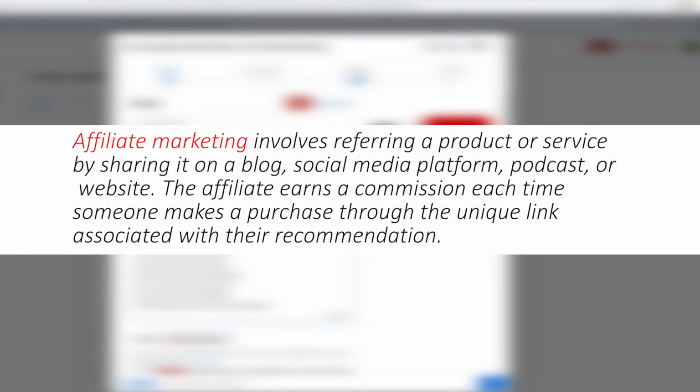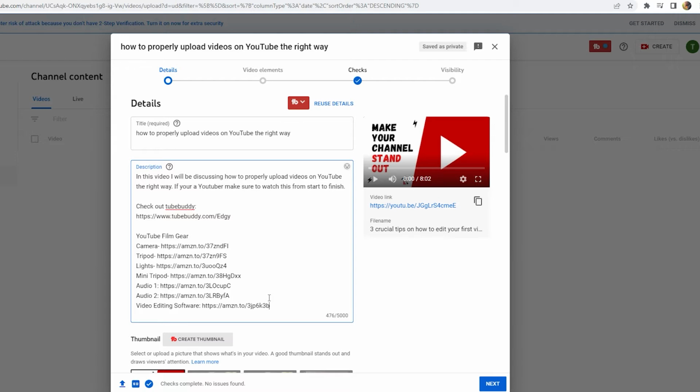Anybody could be an affiliate marketer. Once you apply, they're going to give you a link. You could use their link to promote their products. If you go to any YouTube channel, big or small, you're going to see a bunch of affiliate links in their description. Make sure to take advantage and do the same thing as well.